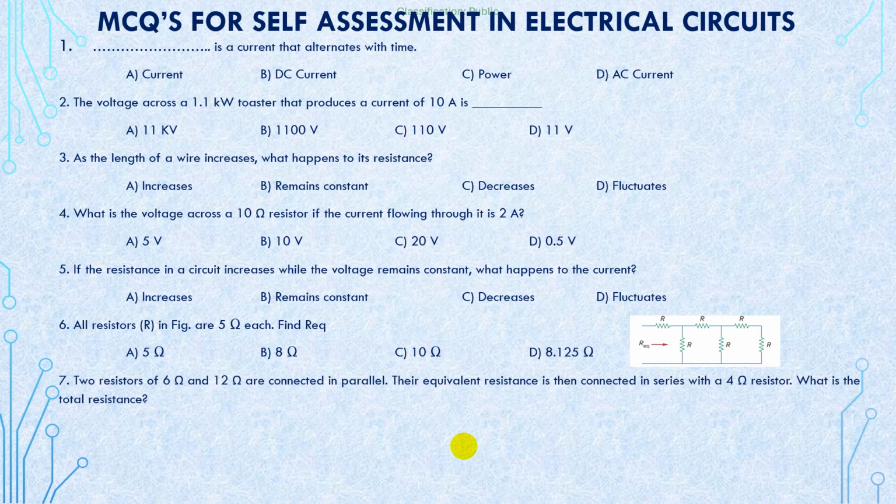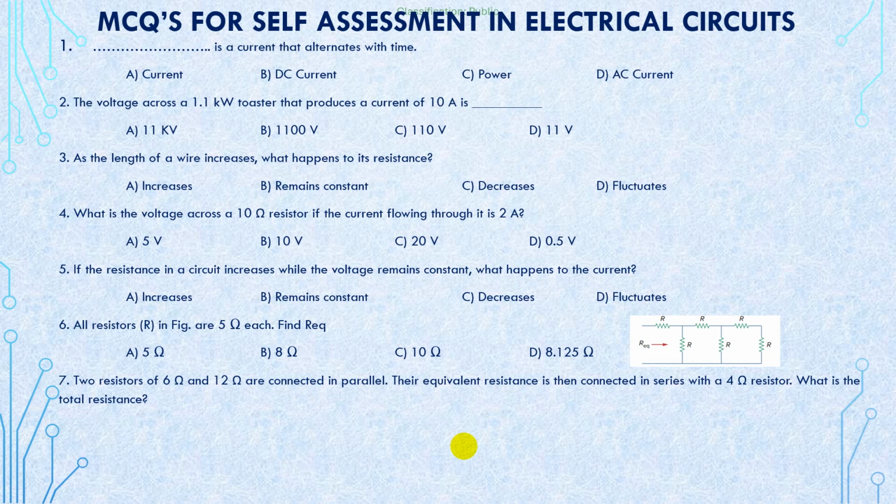Two resistors, 6 ohms and 12 ohms, are connected in parallel. Sometimes the circuit is not given and they will explain it verbally, two in series, two in parallel. So be sure of what exactly he is telling and what exactly he is asking. We have two resistors, 6 ohms and 12 ohms, connected in parallel, like this.